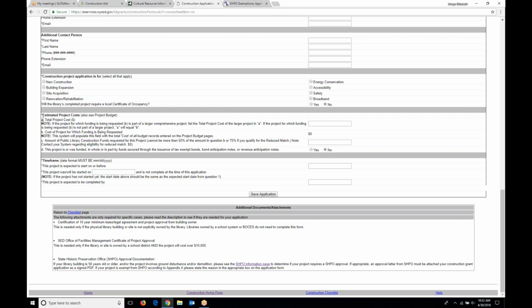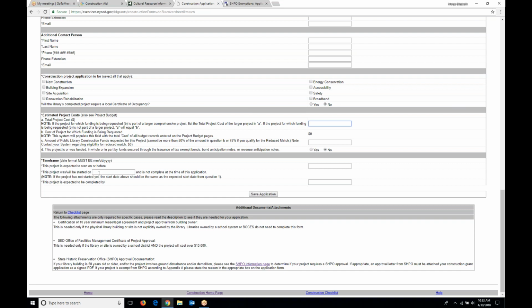And then estimated project costs. This can be super weird. It wants you to do total project costs, and if it's a phase, it wants you to put different phase amounts in here. Just put this year's total project cost and this year's request for funds.